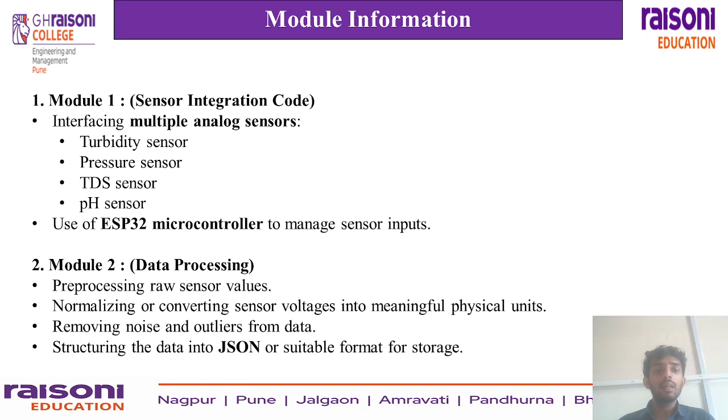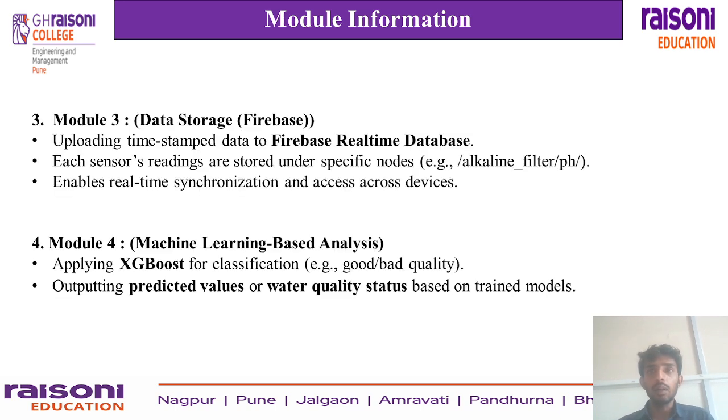The second module is data processing. The data that comes from the sensors is in a raw format, so we pre-process the raw sensor data into meaningful physical units, removing the noisy data and getting meaningful information from it. The data that we have collected is then stored as JSON so that we can send it to the cloud.